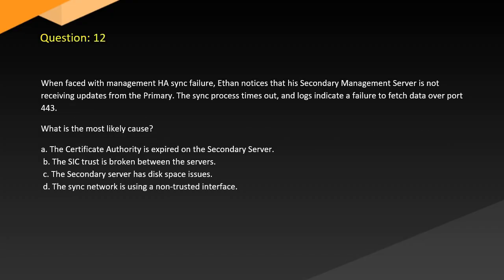Question 12. When faced with a management HA sync failure, Ethan notices that his secondary management server is not receiving updates from the primary. The sync process times out and logs indicate a failure to fetch data over port 443. What is the most likely cause? A. The certificate authority is expired on the secondary server. B. The SIC trust is broken between the servers. C. The secondary server has disk space issues. D. The sync network is using a non-trusted interface.